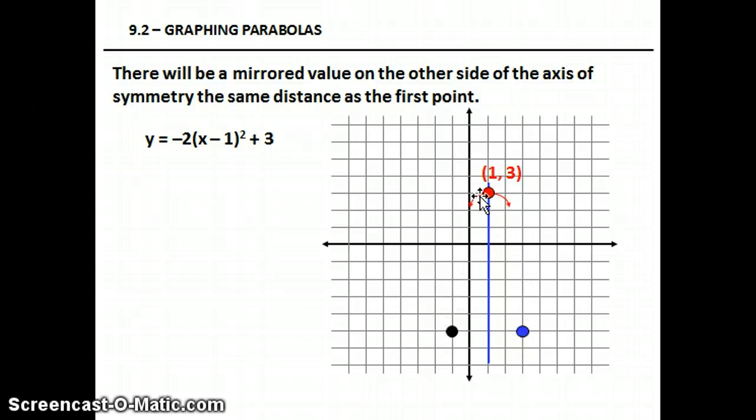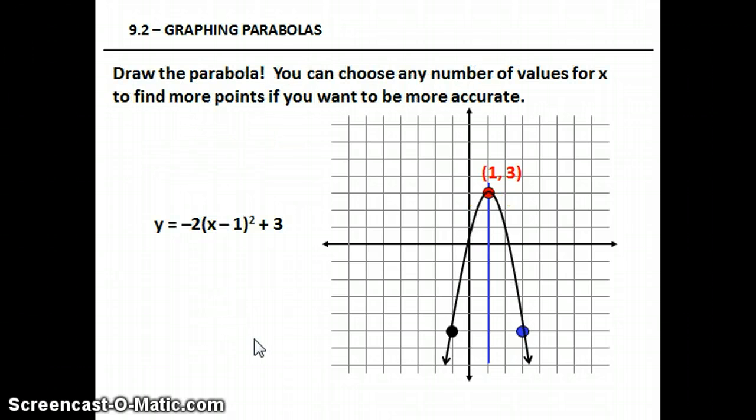These are the only 3 points you really need to sketch a graph of a parabola. If you wanted to, you could pick a whole bunch of points, but this is all we really need. The next thing we do is draw the parabola.